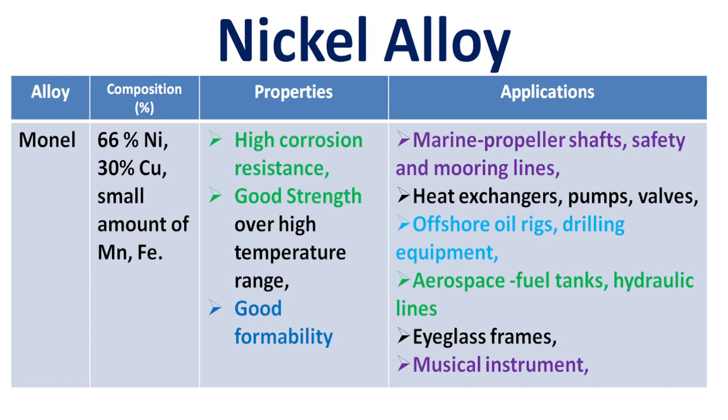The next one is Monel metal. Its composition is 66% nickel, 30% copper, and a small amount of manganese and iron. Its properties are high corrosion resistance, good strength for high temperature applications, and good formability.